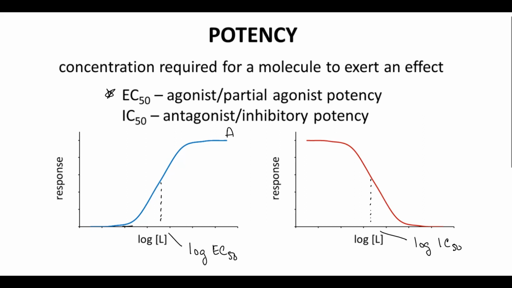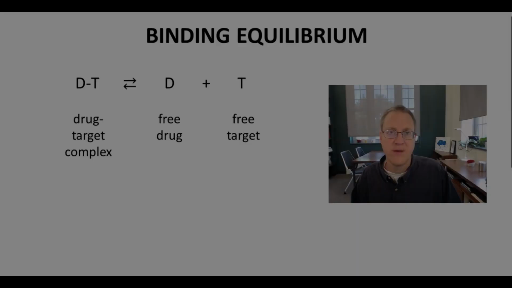Let's add another curve with AB labels to our graph on the left. Both these curves have EC50 values. We would say that molecule A is more potent because it exerts its effect at a lower concentration. Molecule A has a lower EC50 than molecule B. Molecule A is more potent.